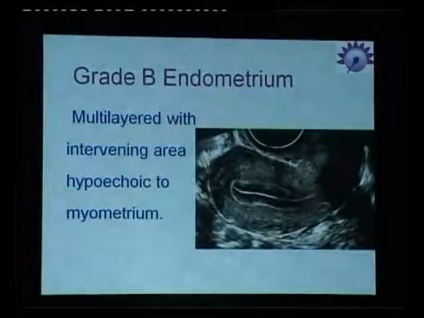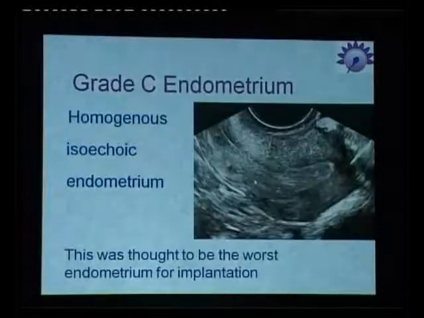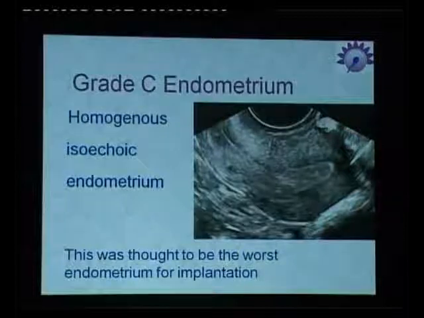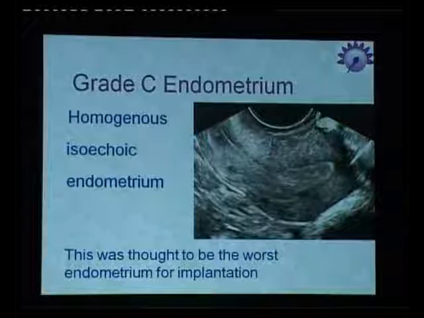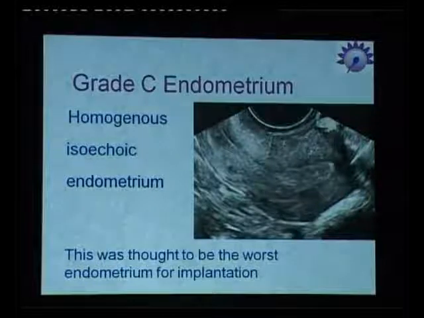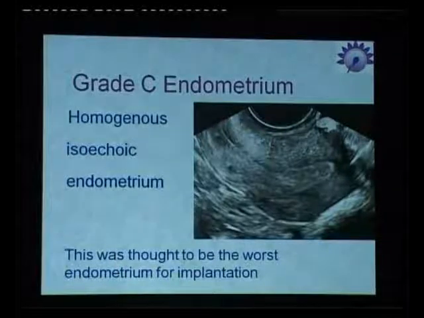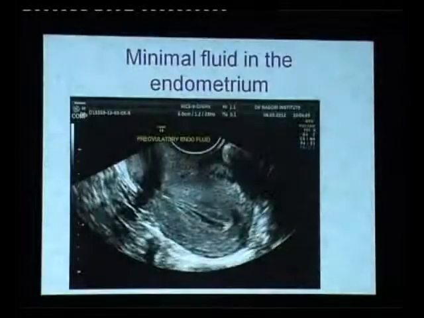When it is grade B, it is a multilayered endometrium with intervening area which is hypoechoic to the myometrium, but this is also good for implantation. And grade C is a homogeneous isoechoic endometrium. Remember, this is very different from the secretory endometrium, which is a hyperechoic endometrium. This is isoechoic to the myometrium.